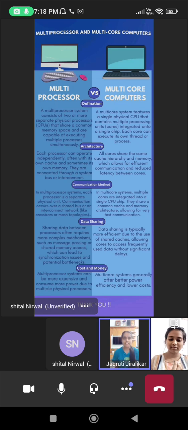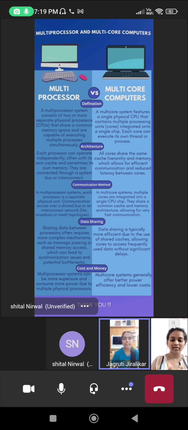So let's start our presentation. As technology continues to evolve, understanding this component is essential for grasping how modern devices operate, from smartphones to supercomputers. Today we will explore what microprocessors are, their architecture, and the significance of multi-core systems in enhancing computational efficiency. Let's dive in. We will discuss all the topics mentioned here in our canvas.